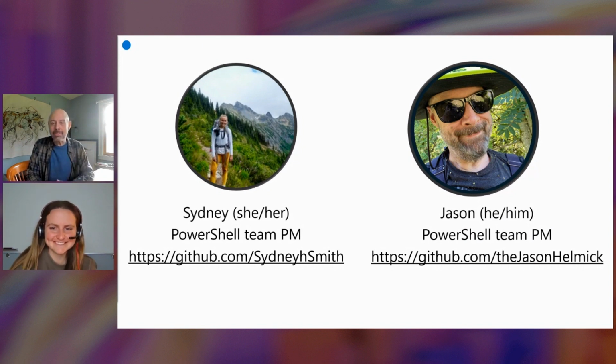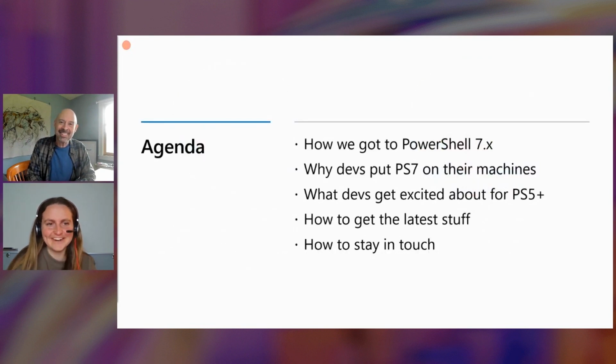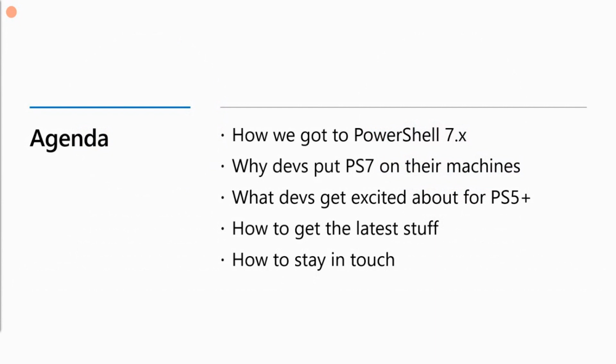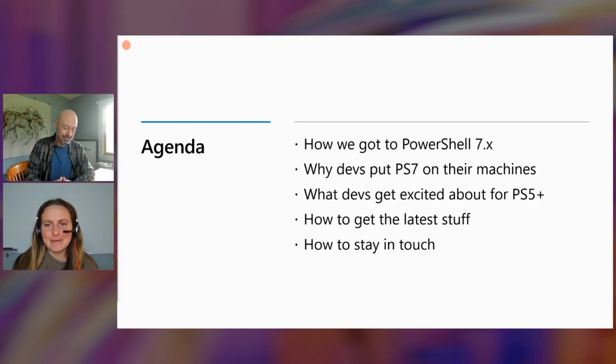Well, Sydney, welcome to Microsoft Build. And what are we going to be looking at in this session? Yeah, awesome. Thanks, Jason. So excited to be here. So we're going to start out with a quick orientation to PowerShell 7, a little bit about how we got here and what it's all about. And then we'll dig into some features that get devs really excited about putting PowerShell 7 on their machines. We'll transition into some more features that are backwards compatible all the way to Windows PowerShell 5.1. And then we'll wrap things up with some steps to get the latest stuff and stay in touch with the team. So let's jump right into it.